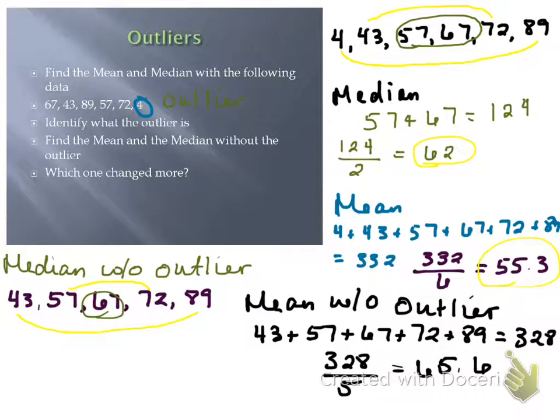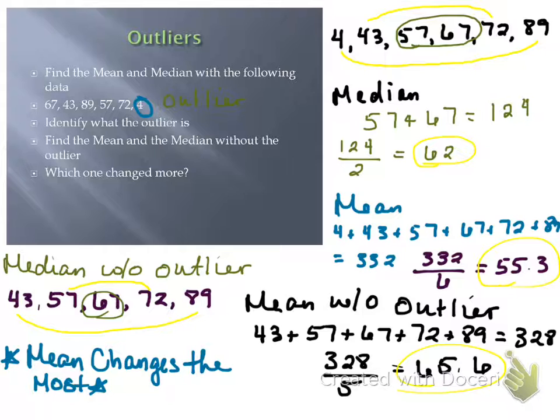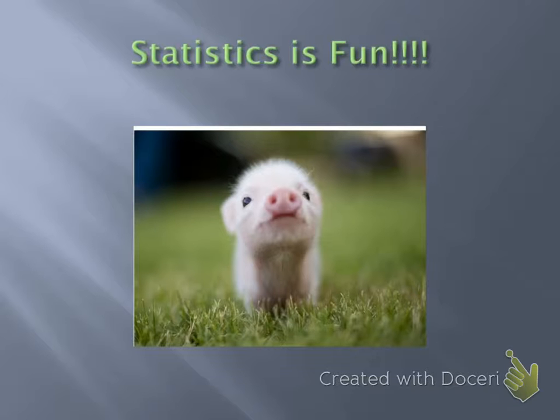Now if you look, the median before was 62 and now it's 67, which is a difference of about 5. The mean before was 55.3 and the mean without the outlier is 65.6, which is a difference of about 6. So you can see that the mean changes the most with that outlier. So if there's an outlier, you want to use the median instead of the mean. Stats is fun. I hope you have a better understanding of standard deviation and outliers.